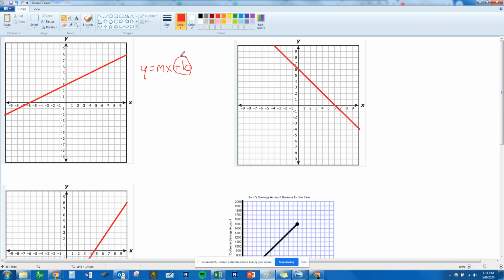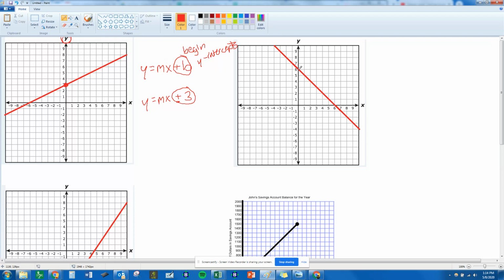B stands for begin. That's the y-intercept. So that's where the line intercepts the y-axis here. So let's take a look. In this case, the y-intercept is right here at the number 3. I would write y equals mx plus 3. I'm leaving it positive 3 because it's intersecting at positive 3.